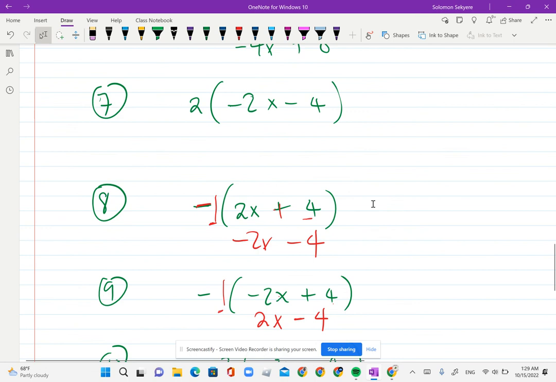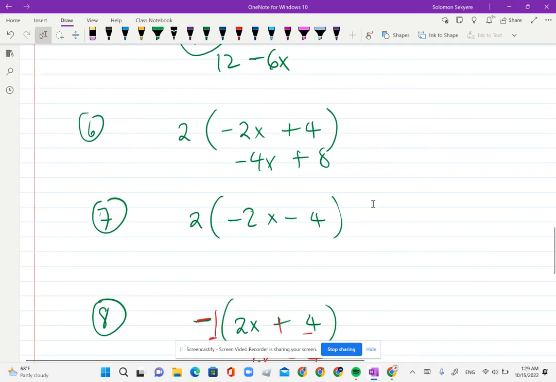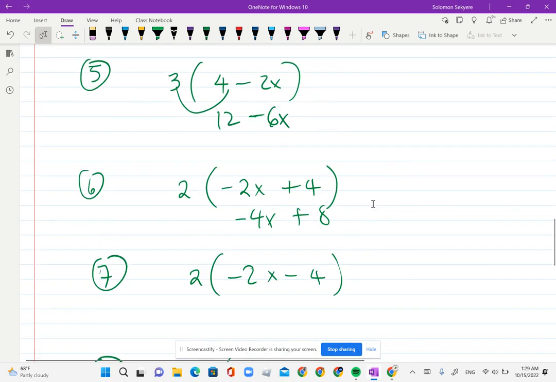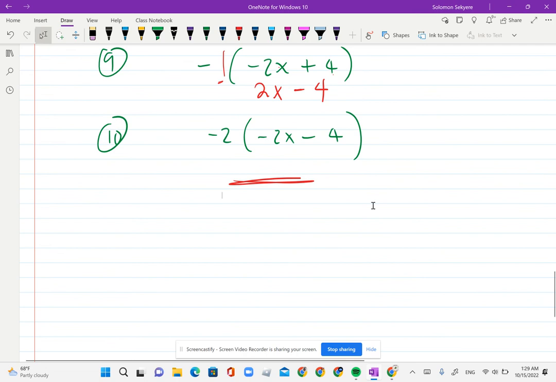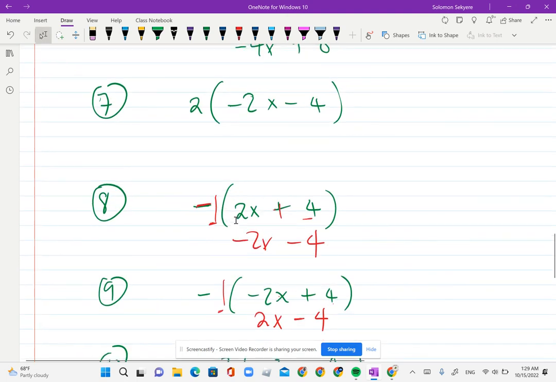All right. So go over all these on your own and make sure you get the same answers. And this one, I'll leave here for you to do. Just do that real quick. Pause the video, do it, and see if you get the same answer. What is this going to be? The answer is negative 2 times negative 2x will be positive 4x. Negative 2 times negative 4 will be positive 8. We're done. Okay, more work to follow.